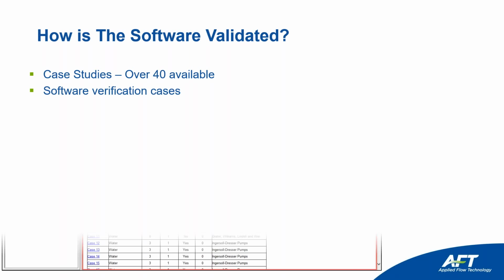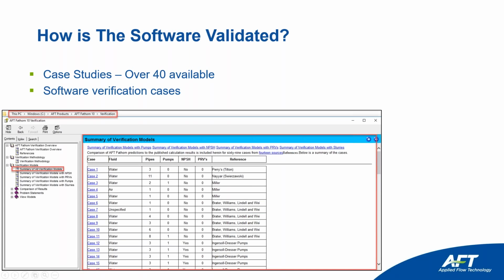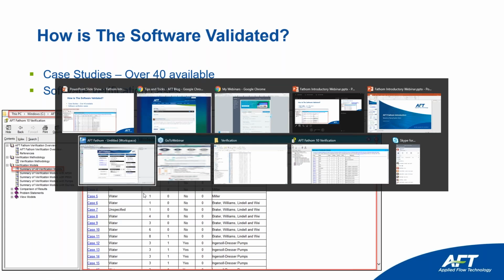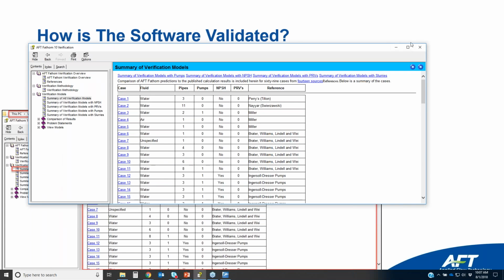The next way is through our software verification cases. If you browse on your computer after installing either the demo version, the free viewer, or the full software itself, you can browse to your AFT application folder, and then there's a verification folder within each product. The verification folder is where you can pull up the file that contains a summary of all of our verification cases. I actually have that open, so I'll go to it really quick.